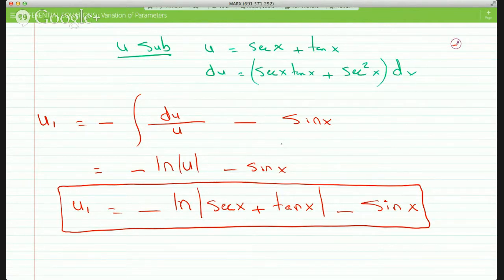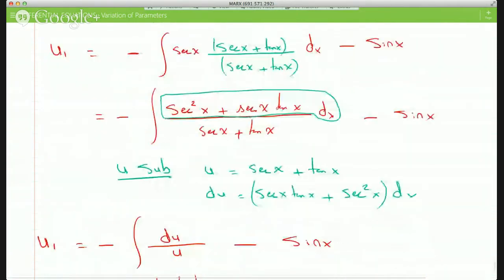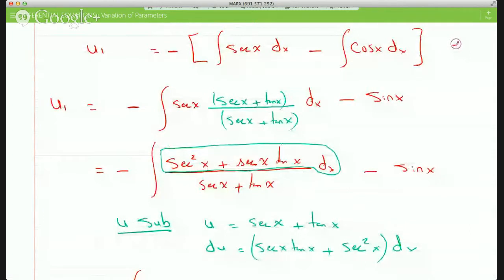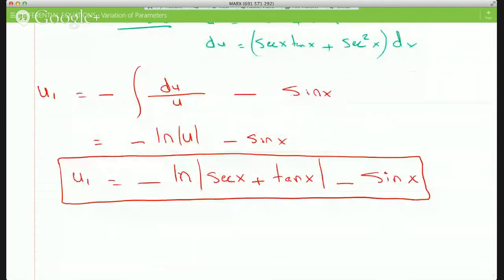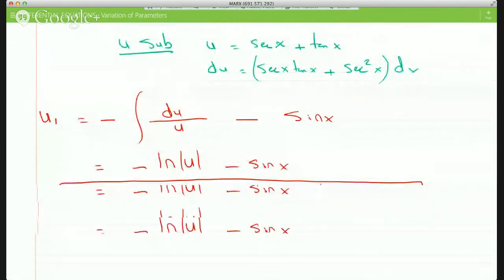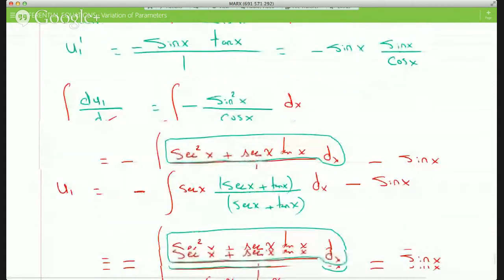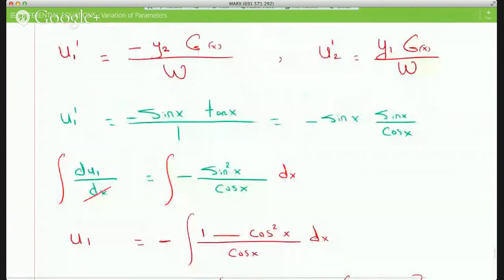So you said you multiply. You'd multiply the top and the bottom by secant x plus tan x, because when you take your denominator to be u, your numerator becomes exactly du. The entire thing becomes du. So this was a tricky part, u1. Now we'll go get u2.